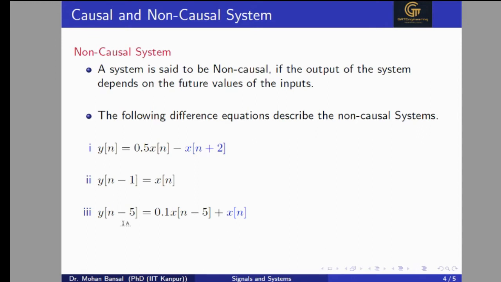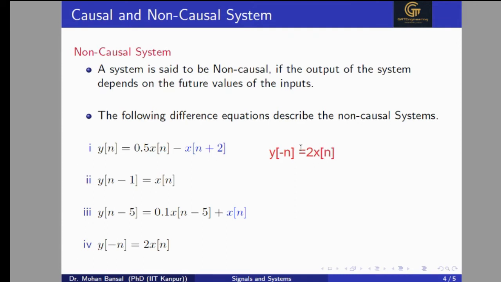Similarly, here we can see that y[n-5] depends on the x[n]. So it is again a non-causal system. And y[-n] is equal to 2 of x[n]. Okay, so we look at here, y[-n] is equal to twice of x[n].